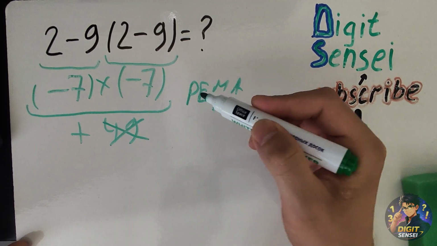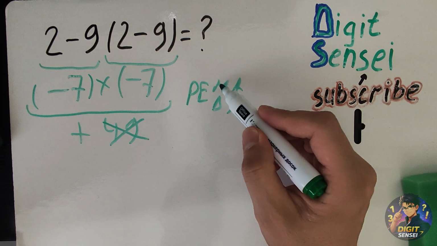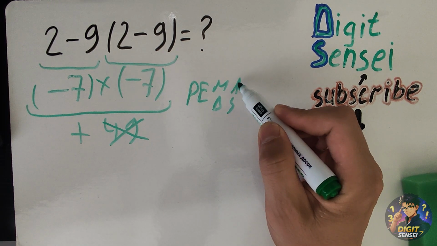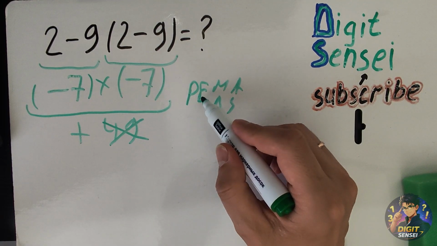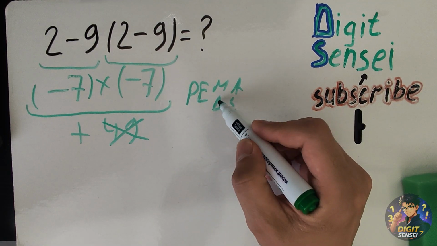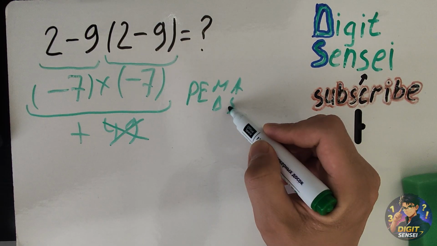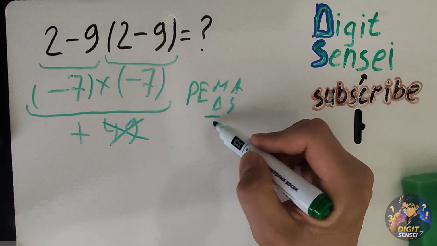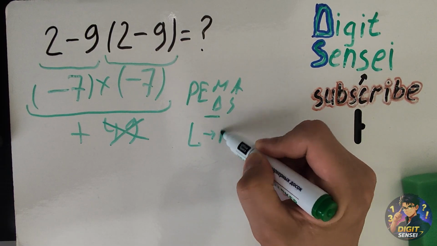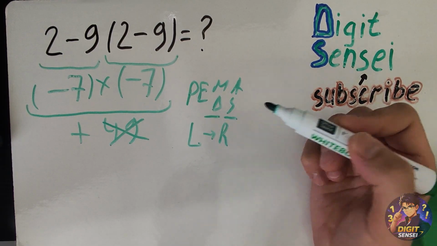P stands for parentheses, E stands for exponent, M and D stand for multiplication and division, and A and S stand for addition and subtraction. First, we have to do parentheses, then exponent, then multiplication or division, and finally addition or subtraction. Remember that multiplication and division have equal priority, and we have to perform them from left to right. And the same applies to addition and subtraction.